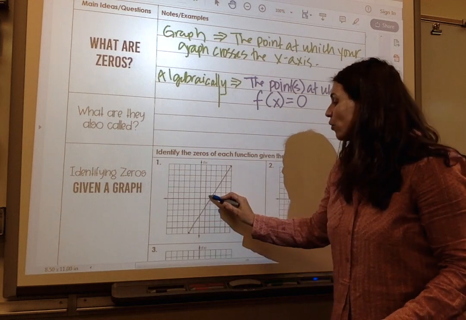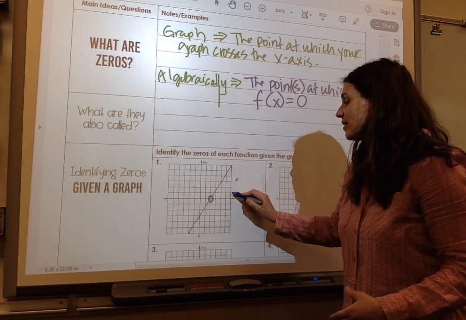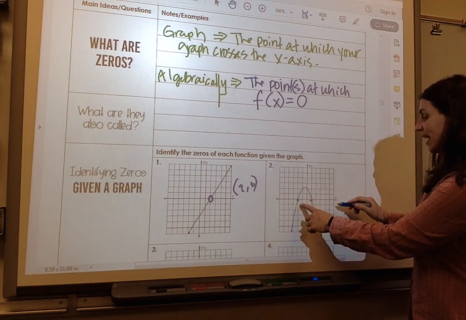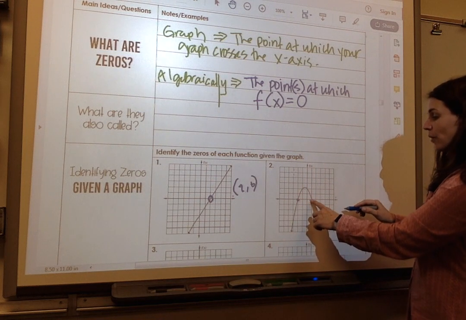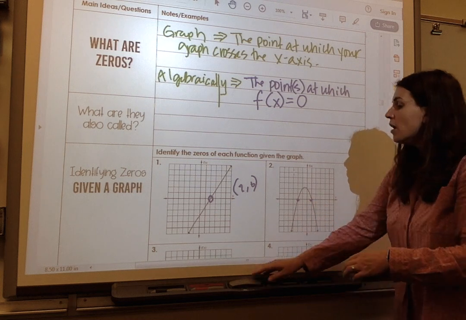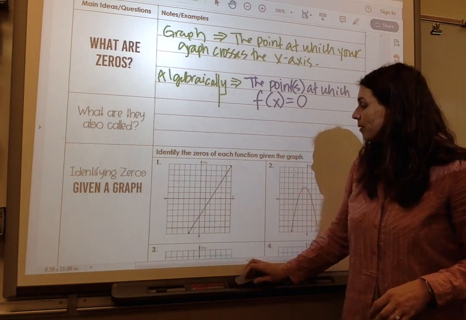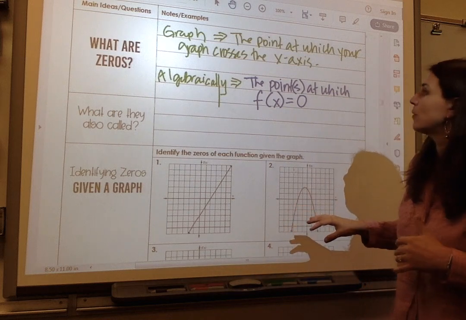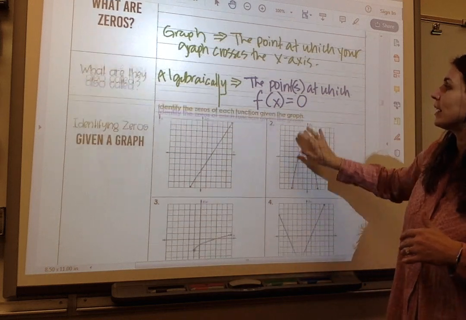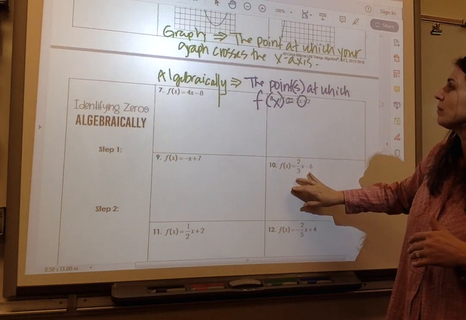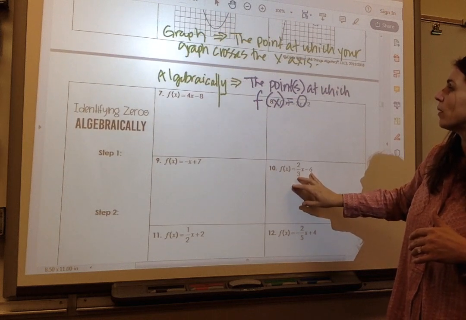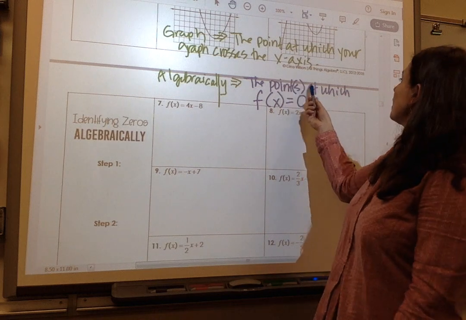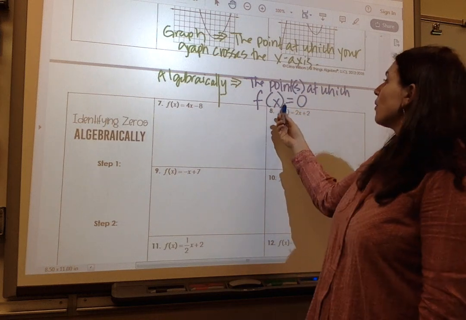Notice if you graphed all these points, this is x is 2, y is 0. This is x is -2, y is 0. X is 1, y is 0. So my y value on my graph will always be 0. So algebraically, let's look. I'm trying not to erase that definition, but you can still see. It's saying the points at which f of x equals 0.